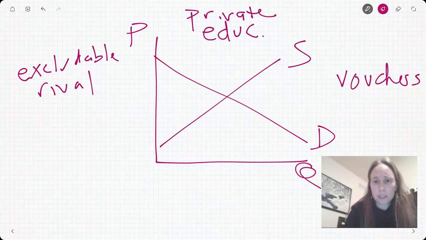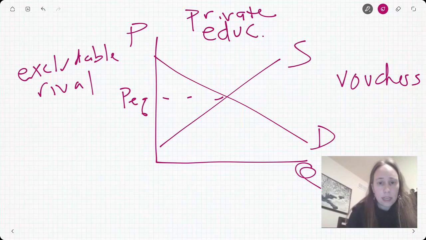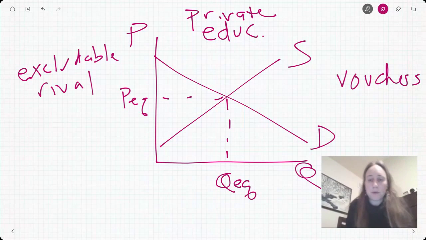Okay, so before the vouchers get introduced, we have an equilibrium price and an equilibrium quantity. And let me also stress for a moment that it's important to go slow and to talk your students through what's going on with the model here. Okay, so let's just go slow.